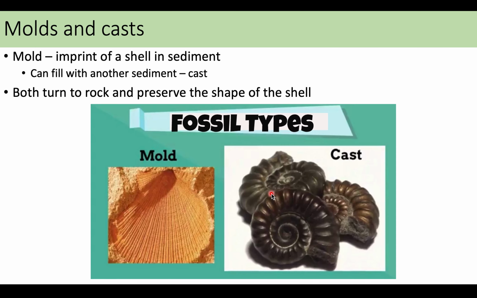We also have molds and casts. So this is often also associated with shells. So a mold is where we find an imprint of the shell in a sediment. So this is where we don't actually see the shell, but we see the imprint, we see the mark that it made. And then when this mold fills with another sediment, we call it a cast. So this is where this mold was actually then filled in with another sediment and created a rock that looks just like what this shell used to. So we're actually able to preserve the shape of that shell really well.